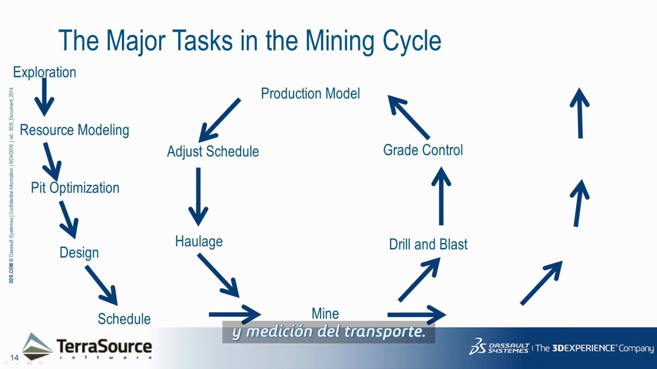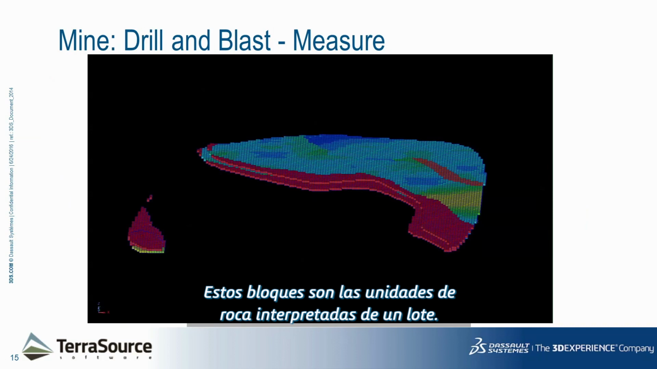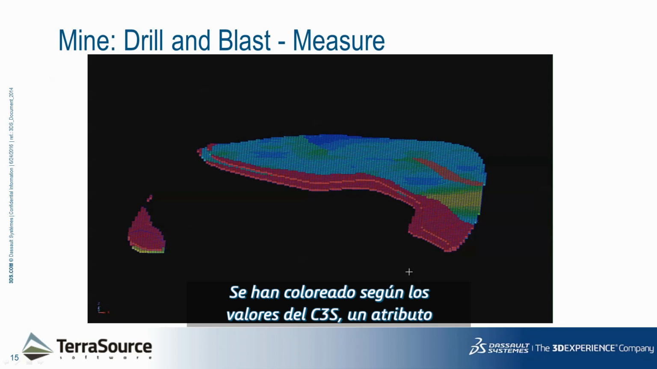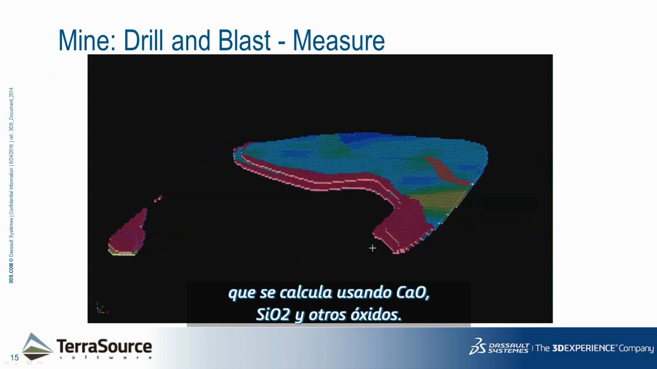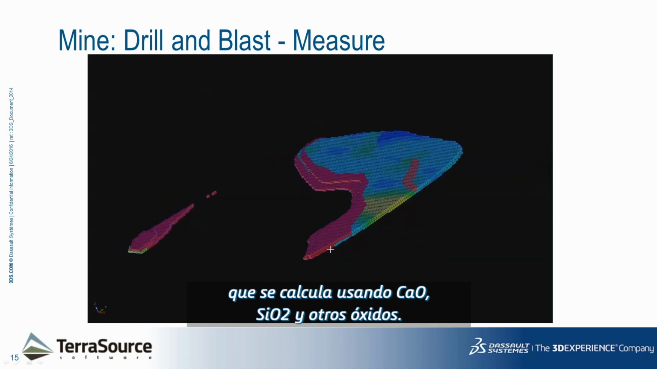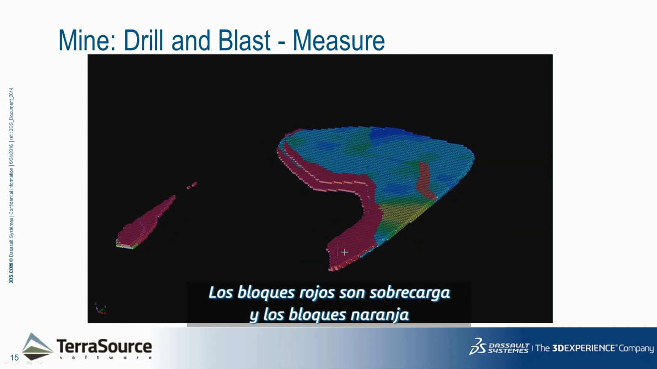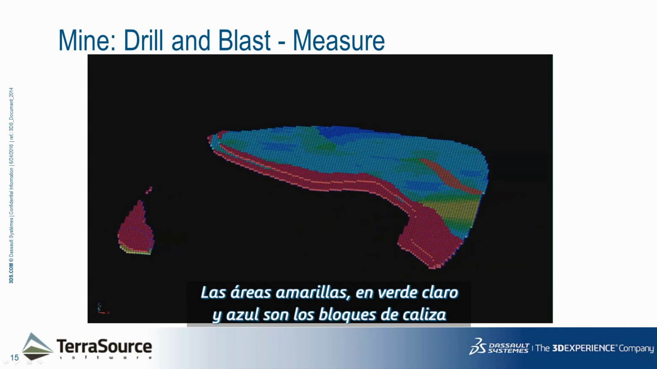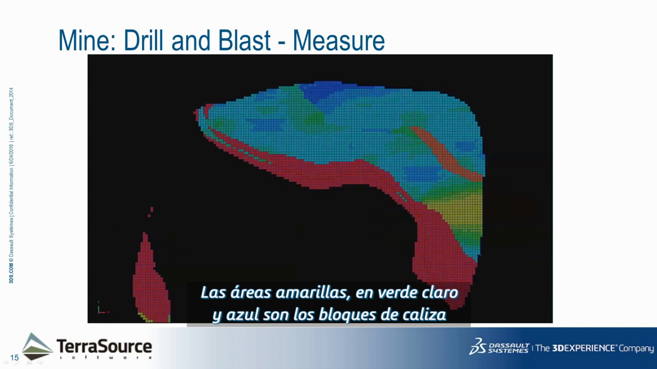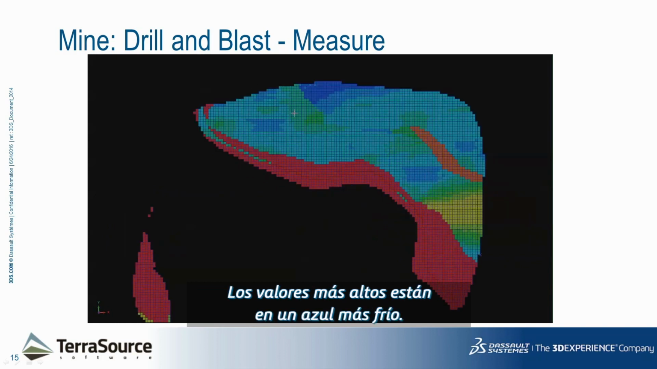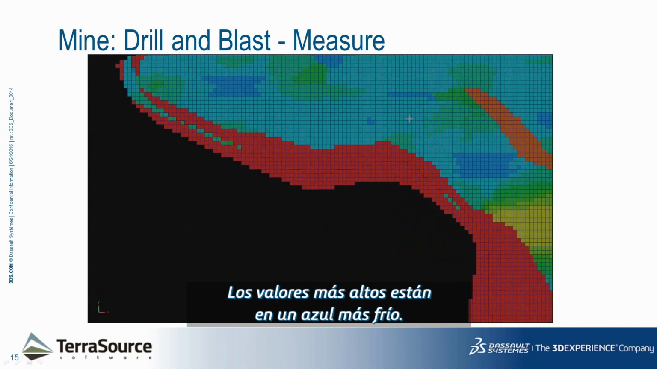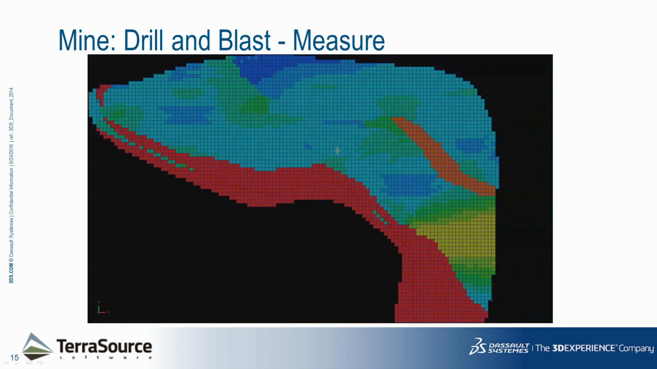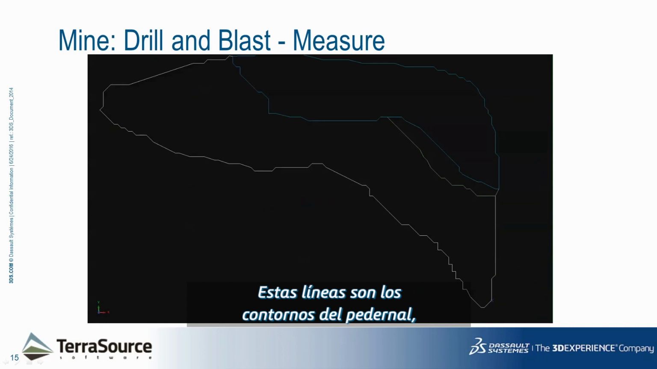and measuring haulage. These blocks are the interpreted rock units for one bench. The blocks are colored by C3S values, an attribute that is calculated using CaO, SiO2, and other oxides. The red blocks are overburden, and the orange blocks model the chert bed. The yellow, light green, and blue areas are limestone blocks colored by C3S values, with the higher values in cooler blue colors. These lines are the outlines of the chert, upper limestone, and lower limestone.